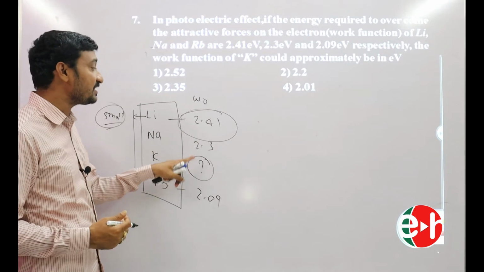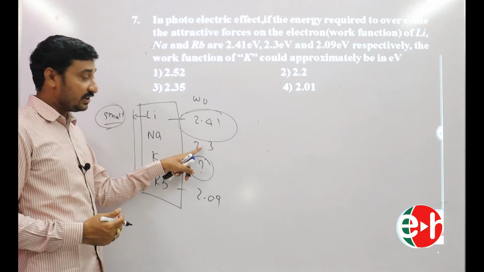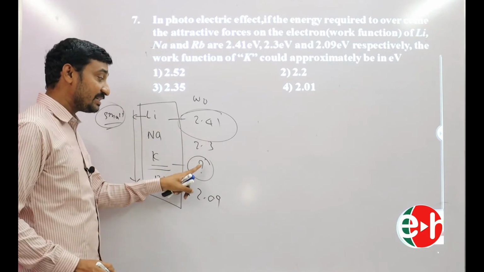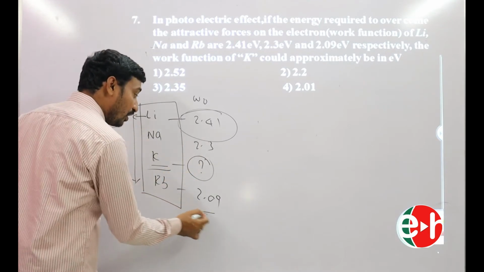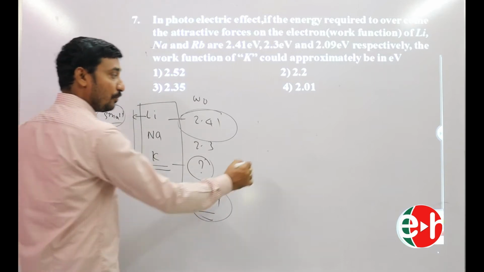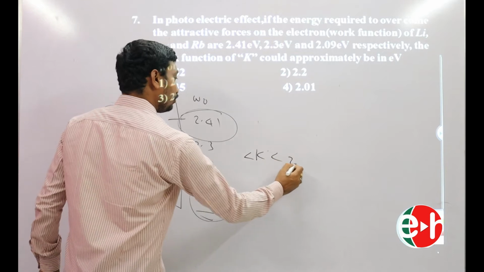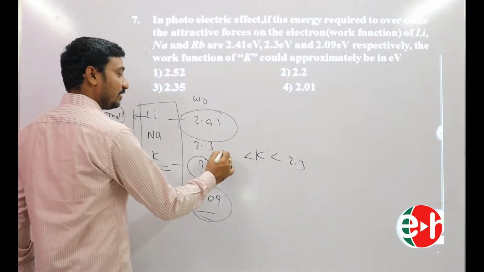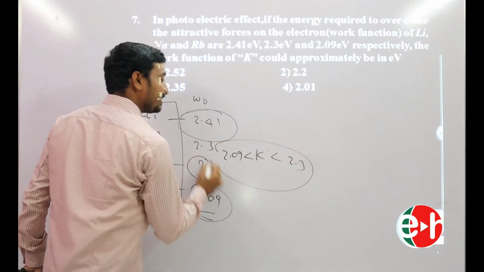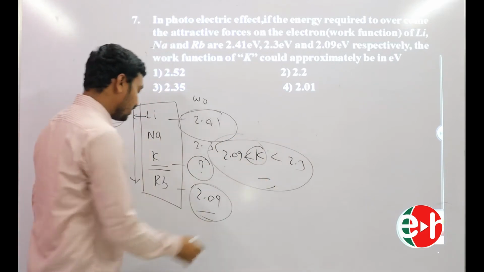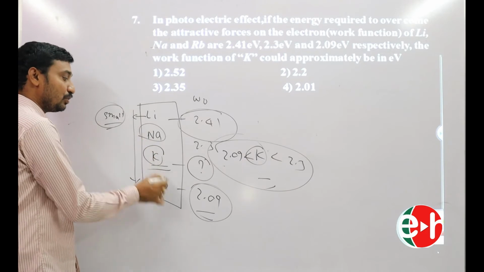So this value is compulsorily less than 2.3. The K value is compulsorily less than 2.3 and compulsorily more than 2.09. So compulsorily the K value is between 2.09 and 2.3. Why? Because the potassium metal is in between sodium and rubidium.